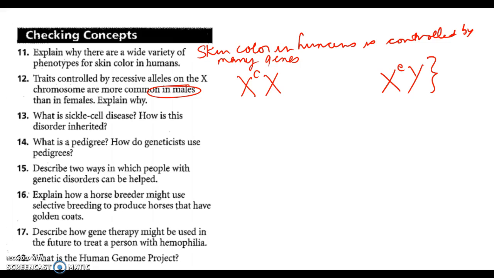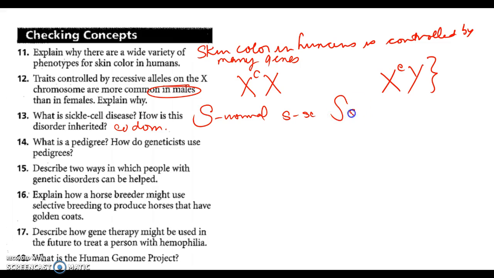All right, what is sickle cell disease and how is it inherited? Well, we said sickle cell disease is a genetic disorder in which the red blood cells contain an abnormal form of the protein hemoglobin. People who have this disease inherit a copy of the recessive allele from each parent. Now, this is codominant, right? So, someone could have, let's call it, big S is the normal, and little s is the sickle cell, okay?